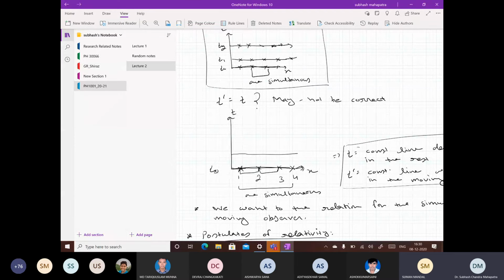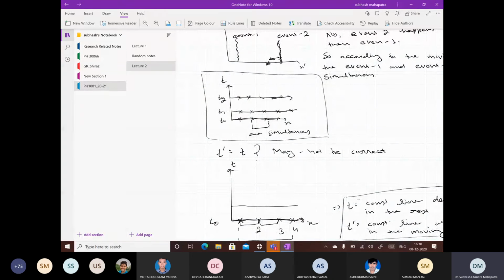Those are secondary effects. We are not discussing secondary effects. That is a different thing, that sound moves with some velocity and light moves with some velocity. I am not telling that. I am telling that the event 2 sound will be greater than that of event 1, and you will think that event 2 has happened before and event 1 has happened later.